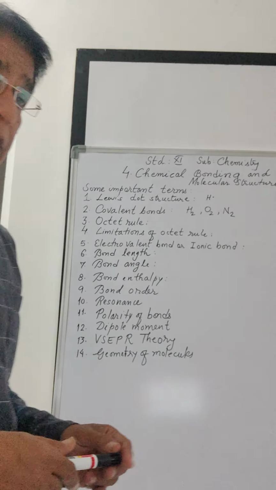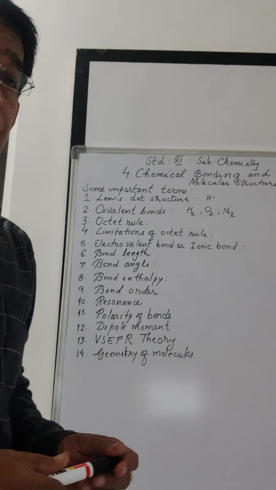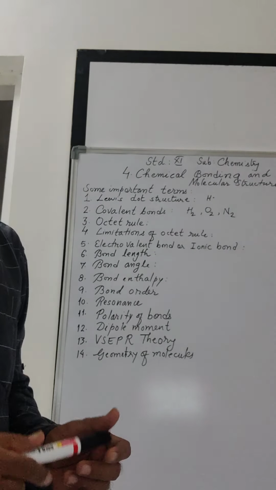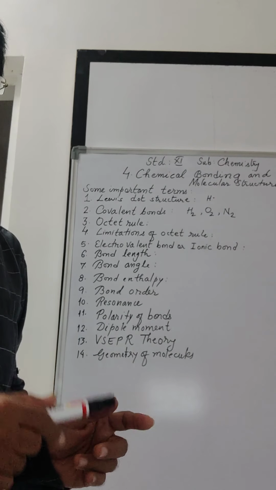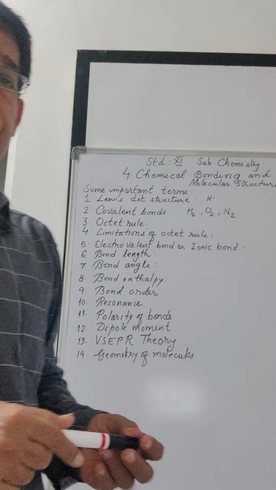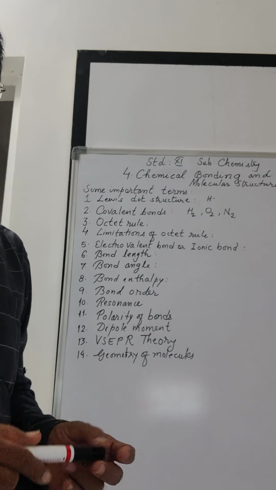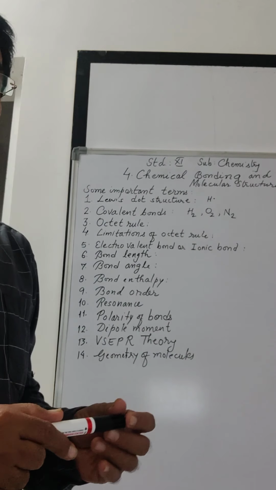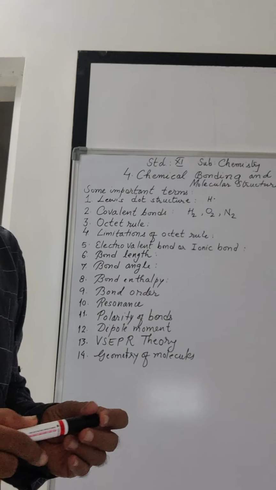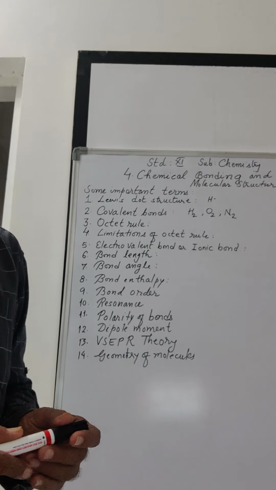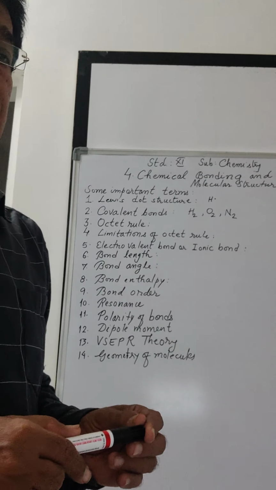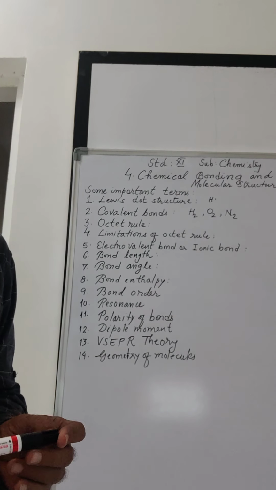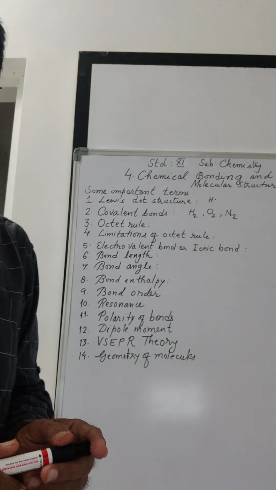Polarity of bonds. In case of heteronuclear molecules like HCl, the shared pair of electrons between the two atoms gets displaced more towards chlorine. Since the electronegativity of chlorine is far greater than that of hydrogen, the resultant covalent bond is called a polar covalent bond.